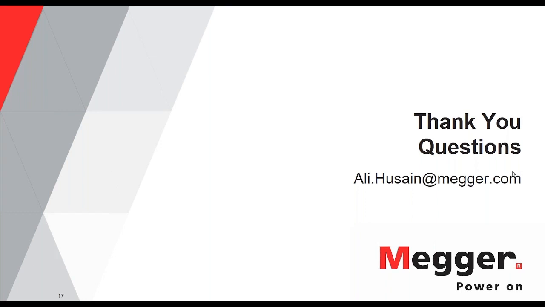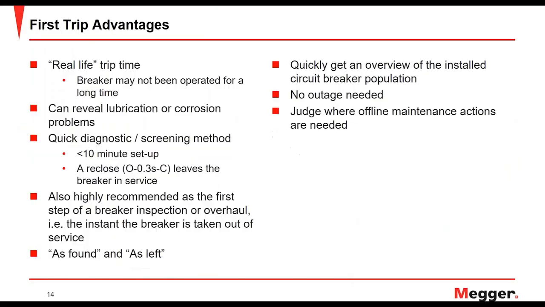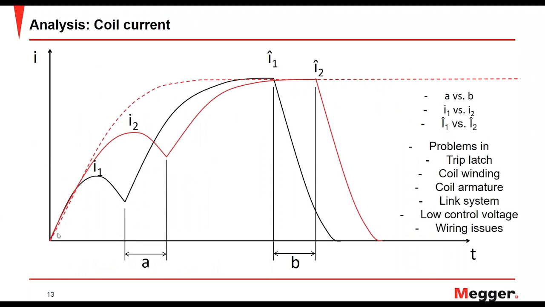Another question is regarding the armature current. The armature current, as I mentioned earlier, is how much current the coil draws when you first operate the coil. Let me go back to that slide to better explain. Yes, this first jump here. It should not be too much current.